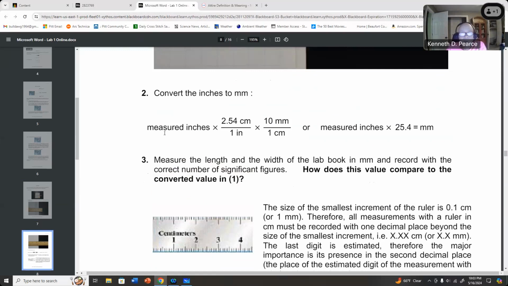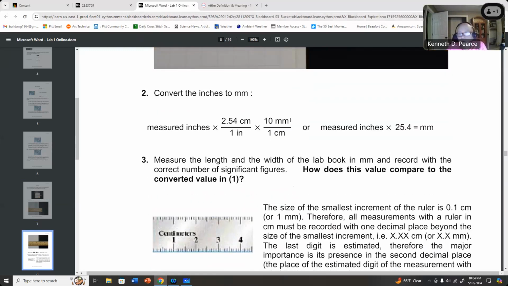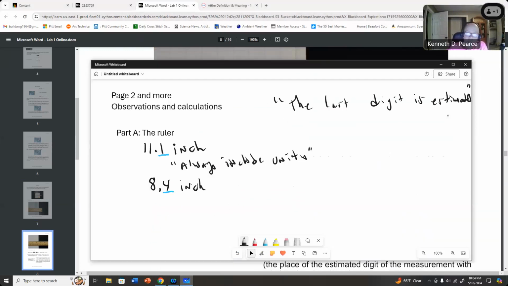Now, we need to convert our inches to millimeters, and the relationship we have is it's 2.54 centimeters to an inch and 10 millimeters to a centimeter. We want to convert our measured inches and we're going to get a number. Okay. And so the conversion is we take our inches and we're going to set up, and I've got plenty of examples in the videos, but we'll go through this.